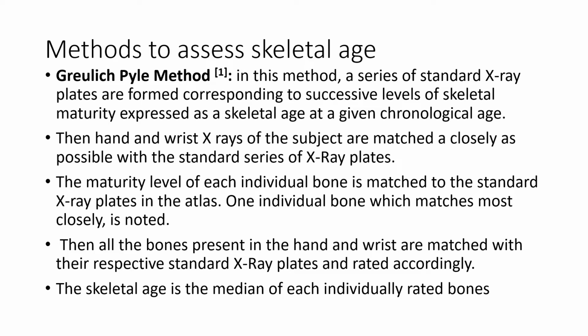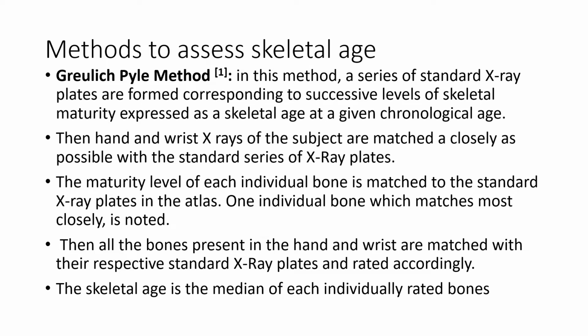The maturity level of each individual bone is matched to the standard X-ray in the atlas. One individual bone which matches most closely is noted. Then all the bones present in the hand and the wrist are matched with their respective standard X-ray plates and rated accordingly. The skeletal age is the median of each individually rated bone.